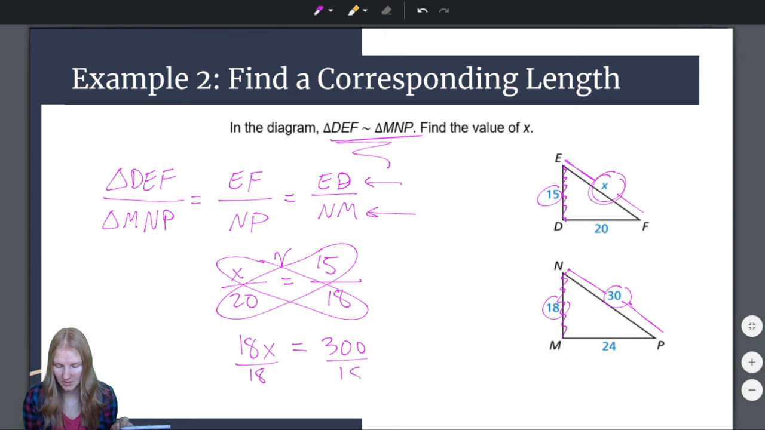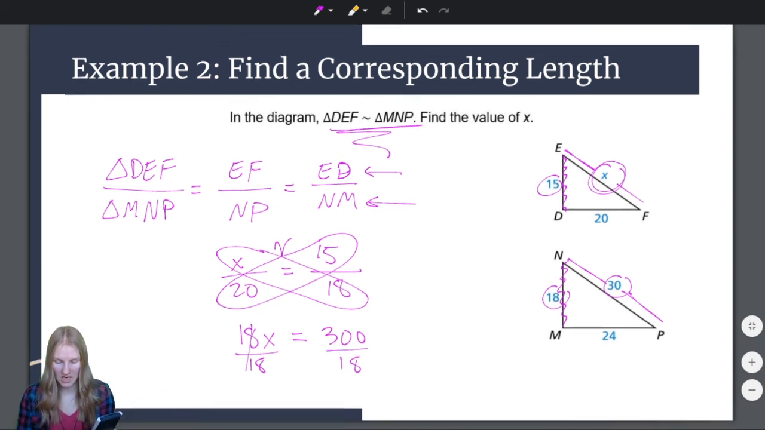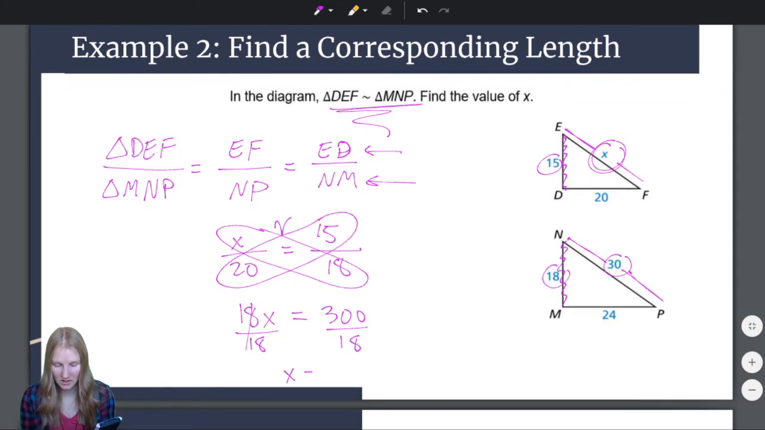Divide both sides by 18. 300 divided by 18 is 16. I did something wrong. This is 30. This is 30, not 20. Sorry. So we need to do 30 times 15. If you caught that, good for you.